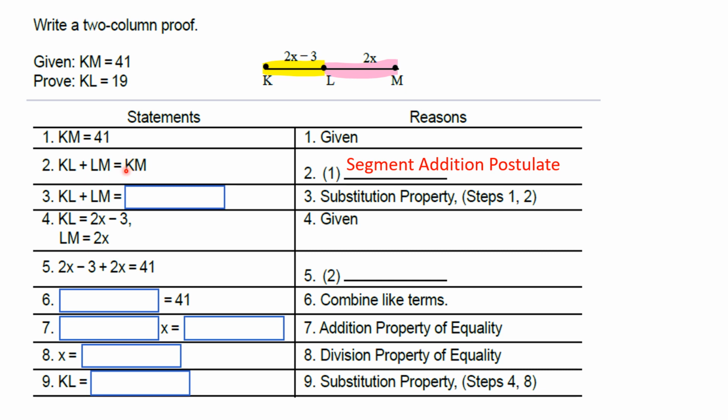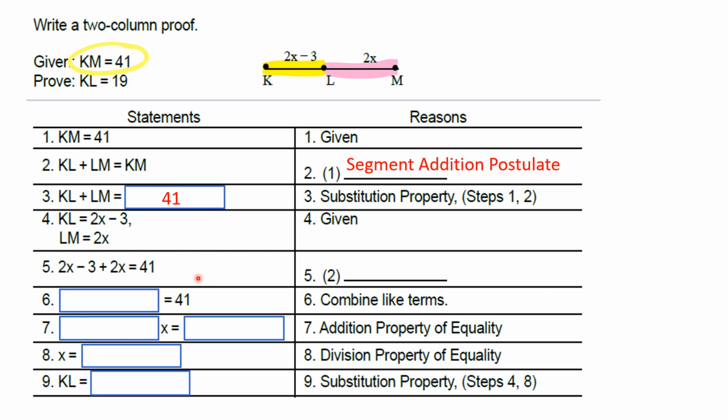All right, and what were you told was the value of KM? So we're going to substitute in what we were told was the value of KM. Well, they said that was 41, right? That was line 1 of the proof. All right, the next line is totally filled in for you. It says KL is equal to 2x minus 3. LM is equal to 2x. That was given to you in the diagram.